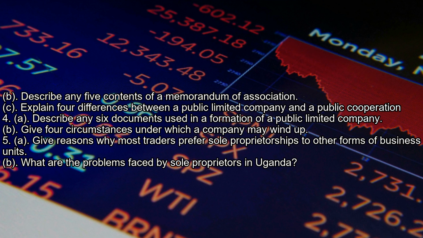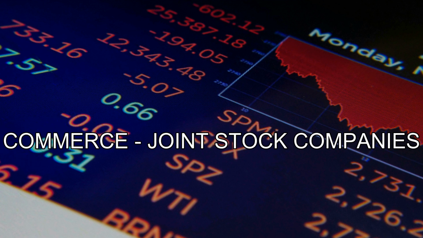4. A. Describe any 6 documents used in the formation of a public limited company. B. Give 4 circumstances under which a company may wind up. 5. A. Give reasons why most traders prefer sole proprietorships to other forms of business units. B. What are the problems faced by sole proprietors in Uganda? Commerce, joint stock companies.